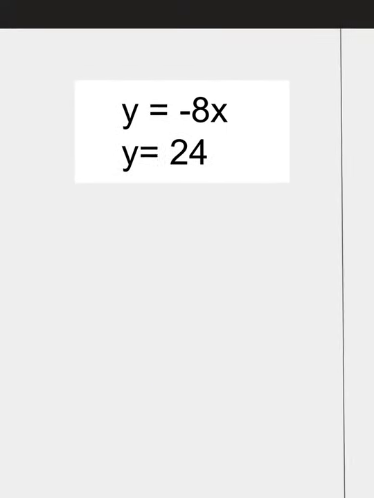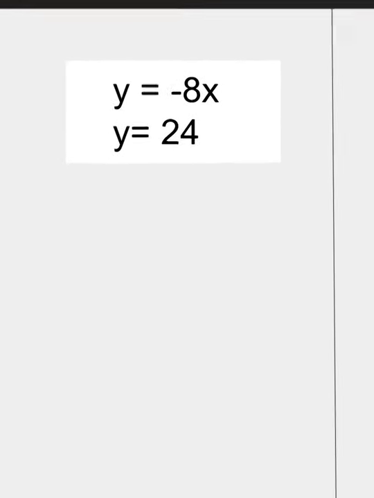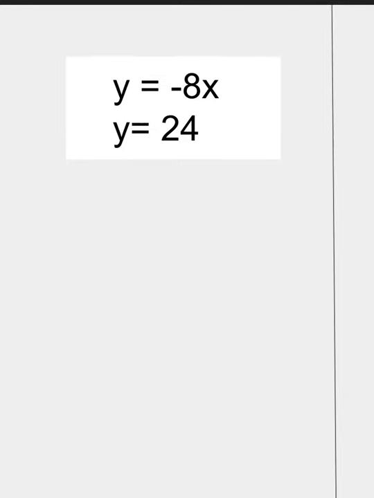Now I have one last example. Y equals negative 8x and y equals 24. I will set them equal to each other. Negative 8x equals 24. Divide both sides by negative 8. This one's a short one. And x value equals negative 3.